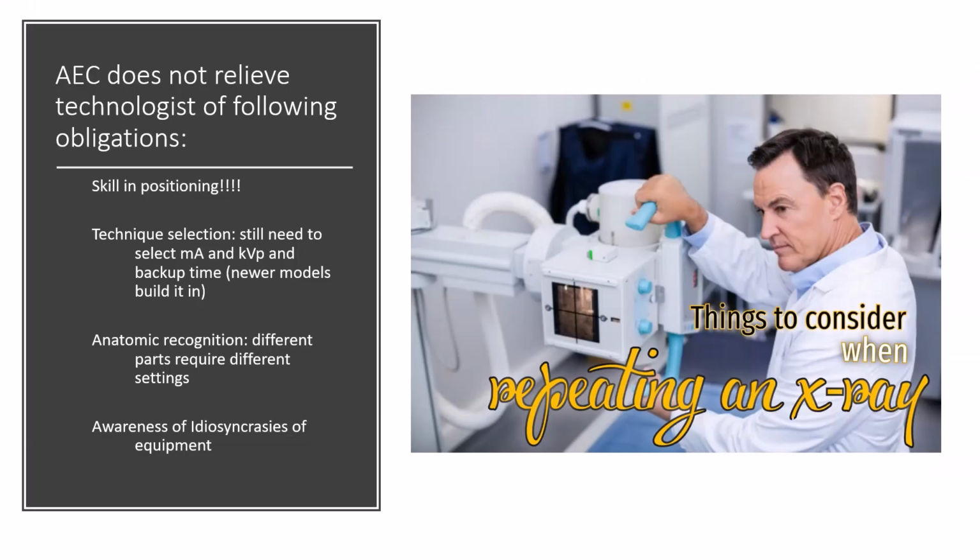Automatic exposure does not relieve the technologist of the following obligations. First, skill in positioning. Next, technique selection. Still needed to select mA and kVp and backup time. Anatomic recognition. Different parts require different settings. And awareness of the idiosyncrasies of each piece of equipment you are working with. The GE is different than the Siemens that is different than the Philips.